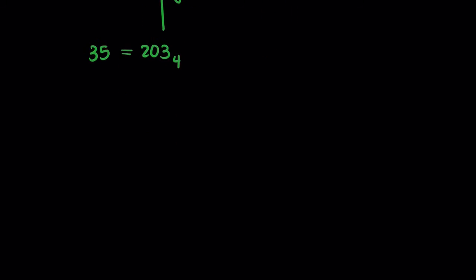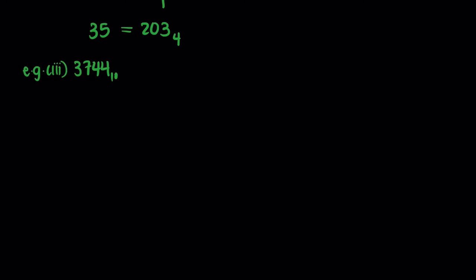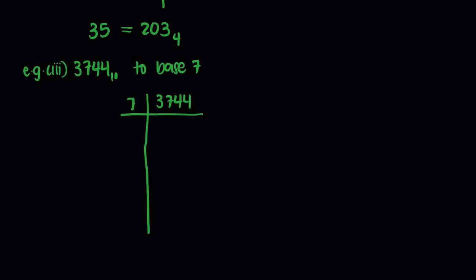Third example, 3,744 written in base 7. Okay, so we divide 3,744 by 7, and that goes 534 times with a remainder of 6. Next, 534 divided by 7, well, that's 76 with a remainder of 2.